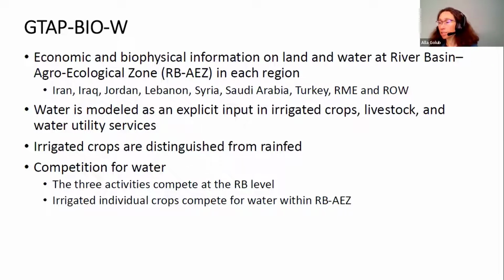Water is modeled as an explicit input in irrigated crops, livestock, and water utility services. Water utility services then supply water to other sectors and the final demand in the model. The three activities compete for water at the river basin level. Individual crops compete for water within river basin AZ, and irrigated crops are distinguished from rainfed. A large river basin could serve several agroecological zones.